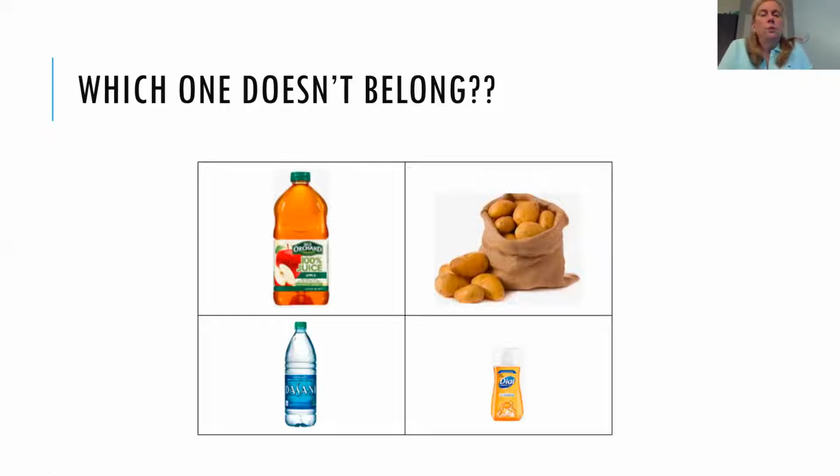So, I'm going to look at them again from a clockwise point of view. Remember, clockwise means the way that the hands move around the clock. Apple juice, bag of potatoes, liquid soap, and water. Please stop and look at those. And I want you to take about 10 seconds, think about it, and maybe you have a family member in the house or a friend in the room, but share your answer with them. Which one doesn't belong?